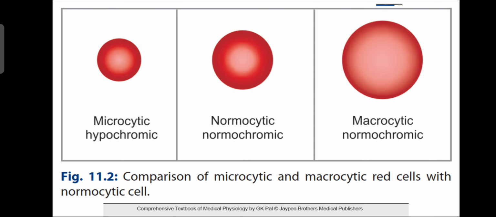In this slide a figure is given. First is the microcytic hypochromic, in which you can see the size of RBC is small as compared to normal. This is normocytic normochromic, meaning hemoglobin is normal and size is also normal. Here macrocytic normochromic. Hypochromic means there is less amount of hemoglobin. Normochromic means hemoglobin is normal. In macrocytic normochromic, the size of RBC is more and hemoglobin is normal.